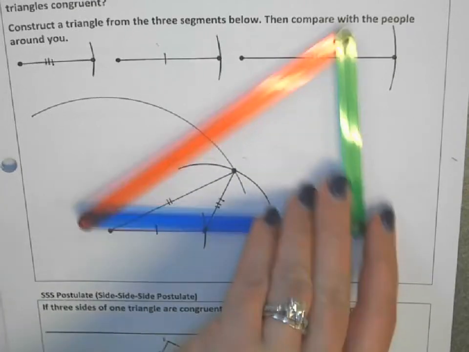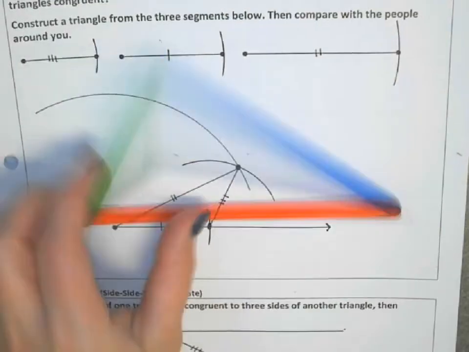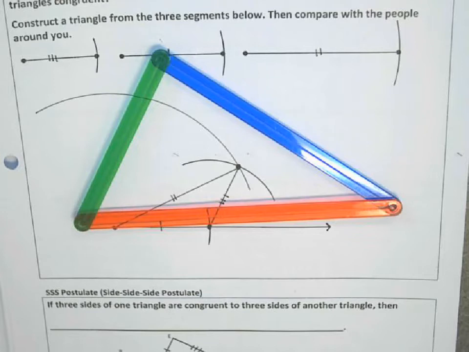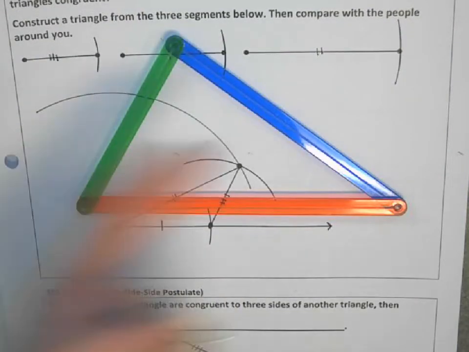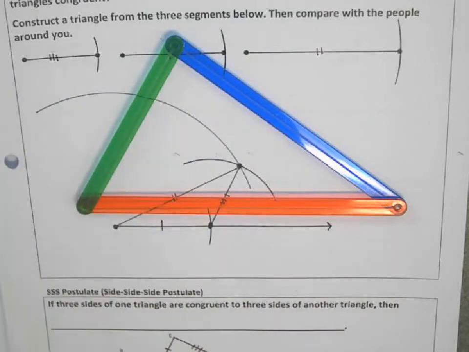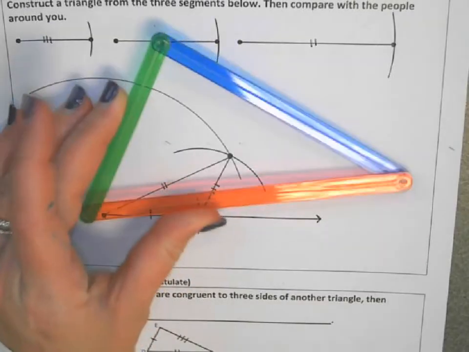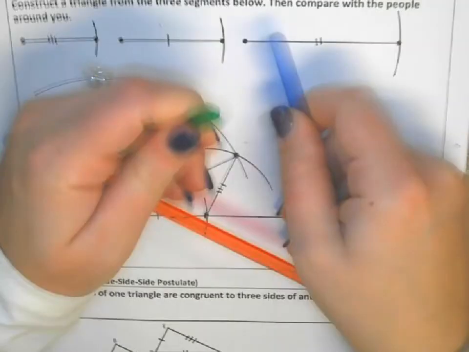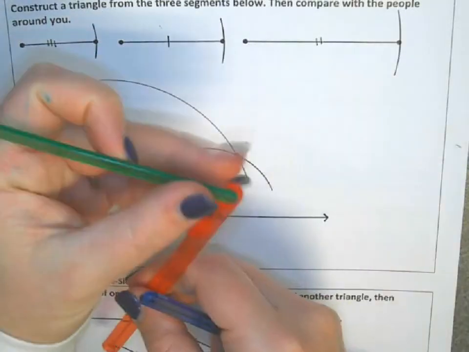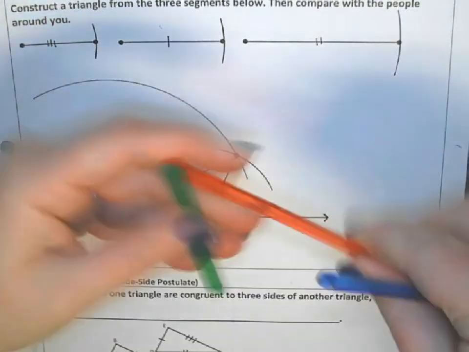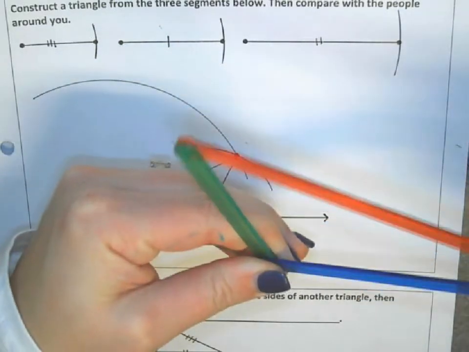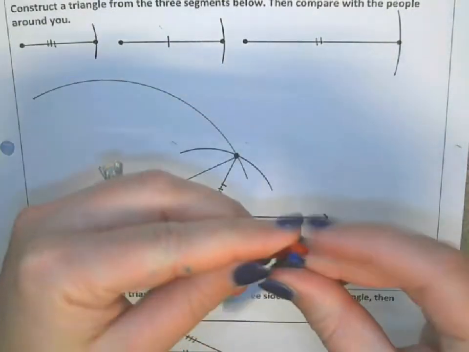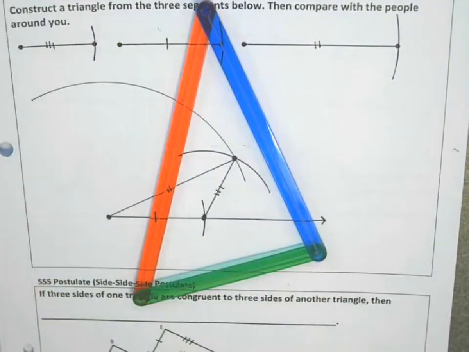It might be like this, it might be like this, it might be like this, but I can keep taking it apart, and the green has to be touching the blue and the red has to be touching the green, and the blue has to be touching the green and the red. It's going to be the same triangle no matter how I put this together, because even if I take it apart and put it together a different way, it still makes up the same triangle.